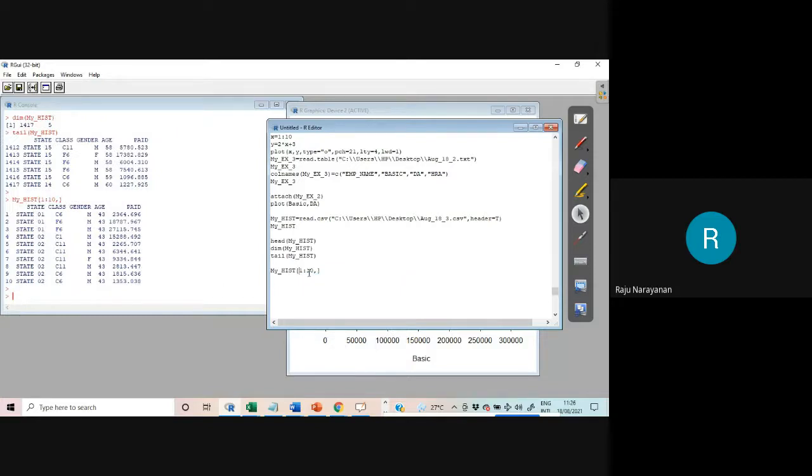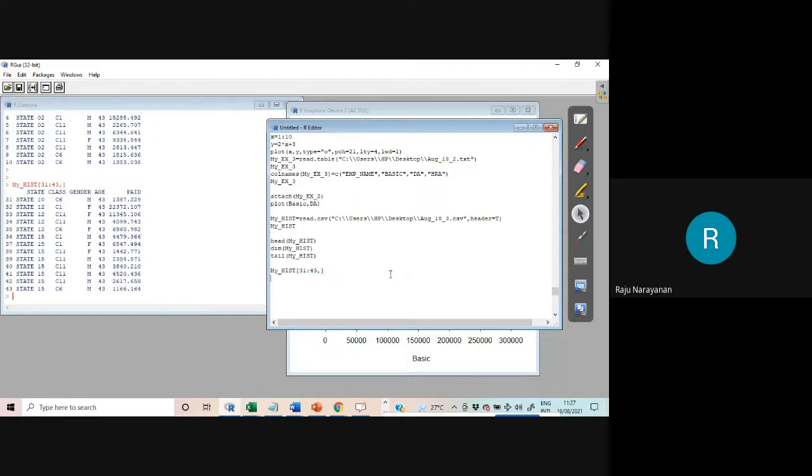Suppose you want to see whether some mistakes are in the 31st row to the 43rd row. That is how you can see it. This is how we take a subset of the table to check whether some problems are there in our data.